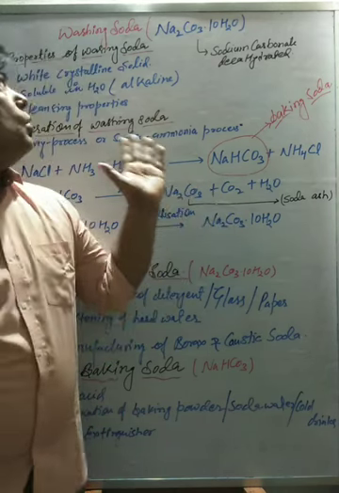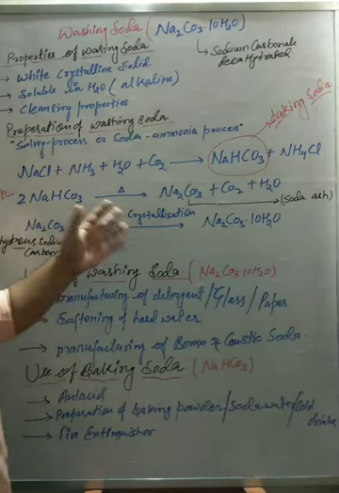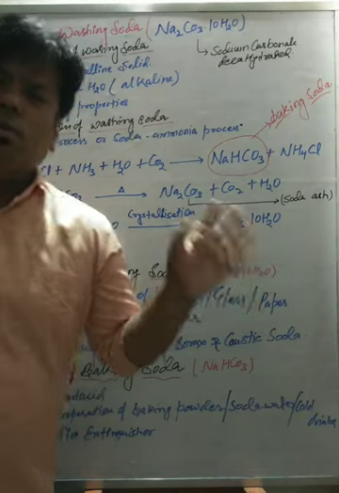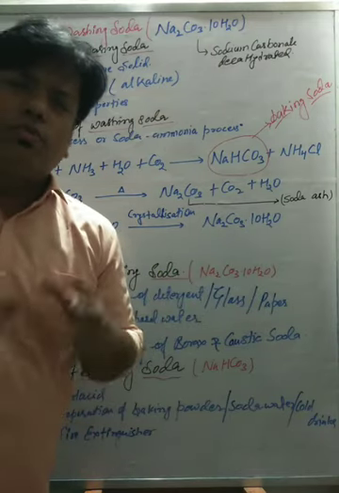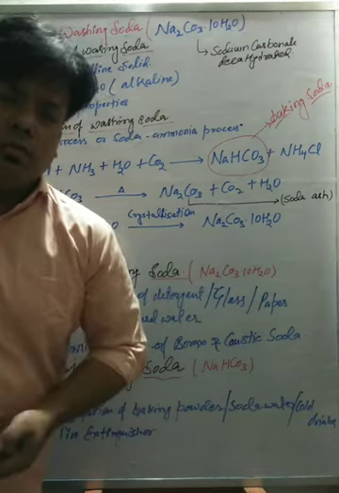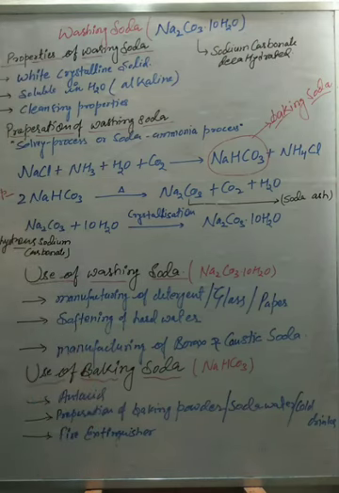Today we are going to start our new topic: washing soda and baking soda. It is basically the use of sodium chloride, that is common salt. How is common salt useful for us, and what are the basic uses of sodium chloride apart from its use in food?